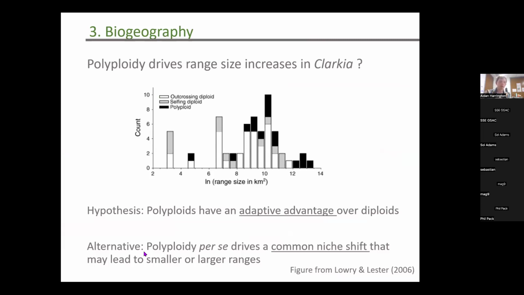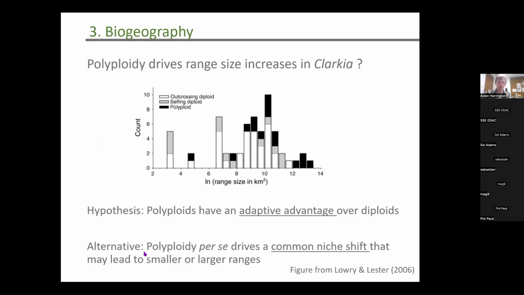And the hypothesis here is that polyploids must have some kind of adaptive advantage over diploids to consistently achieve these larger ranges. But some among you may be wondering, well, is this corrected for phylogeny? The answer is no.